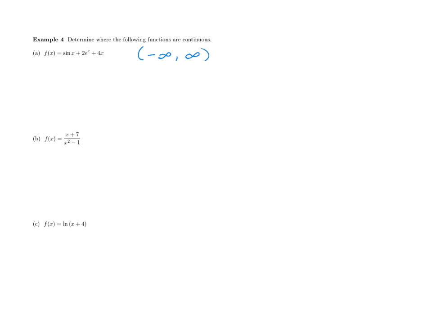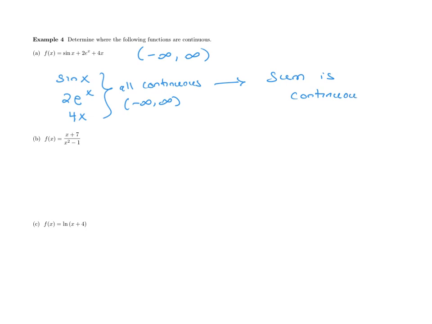And why is that? Well, sine is continuous everywhere. 2e to the x is also continuous everywhere, and so is 4x. These are all continuous from negative to positive infinity. Therefore, the sum is continuous from negative to positive infinity as well. There's nothing else to be said about this. There's no computations to do. Each part of this equation is continuous. If you add them together, the whole thing must be continuous too.